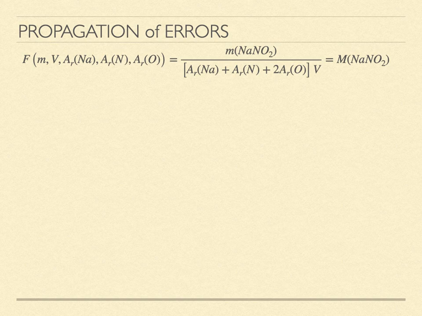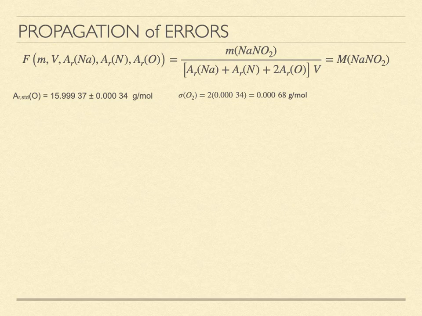To wrap up this area of propagation, let's return to our calculation of the molarity of the sodium nitrite solution. Here's the function that takes our measured inputs: atomic molar masses, mass of sodium nitrite, volume of the volumetric flask. You can apply the propagation equations in sequence. First, multiply the standard deviation for oxygen by 2. Then combine the absolute standard deviations for the three elements as the square root of the sum of the squares to get the standard deviation for the molar mass of sodium nitrite.